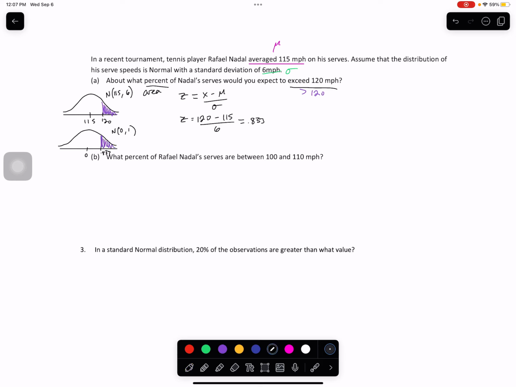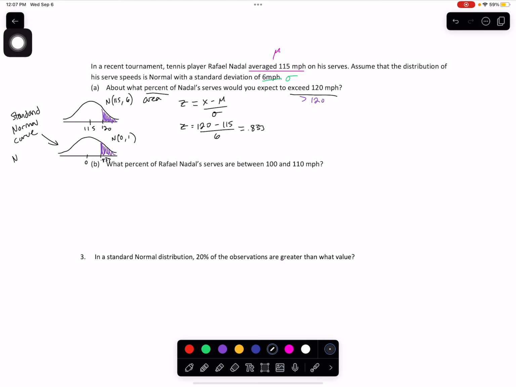So this is called the standard normal curve. You'll see that verbiage a lot, so I want to make sure you understand what it means. The standard normal curve just means the normal z-score curve, right? They mean the same thing. So we have our z-score.